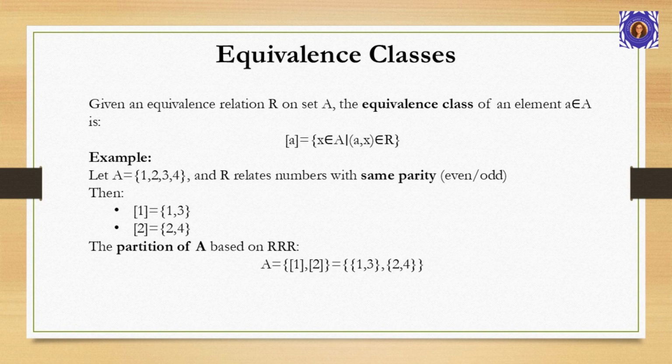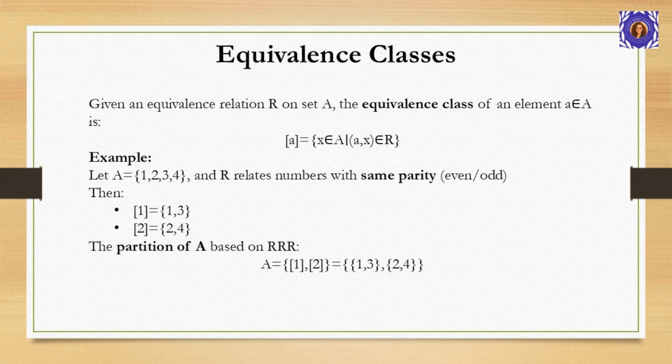Let's explore this with a compelling example. Consider set A and define R as the relation that connects numbers with the same parity. Now let's find the equivalence classes. Notice something remarkable here. The class of element 1 equals the class of element 3, and the class of element 2 equals the class of element 4. This isn't a coincidence. It's a fundamental property of equivalence classes. If two elements are equivalent, they have identical equivalence classes.